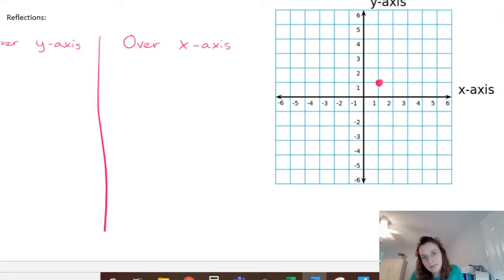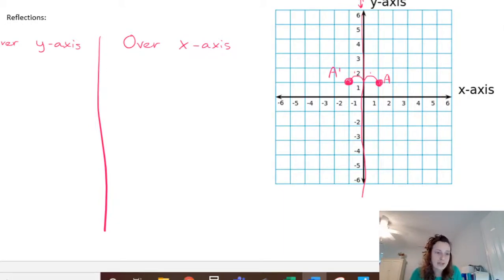So remember that your y-axis goes up and down here. And if I'm going to reflect this point over the y-axis, how far away is 1, 1 from the y-axis? I'm 1 unit away. So when I reflect it, I want to go 1 more unit past. And so this would be my new reflection point. I'm going to give it a name, so we'll call this A. And remember that your reflections are called primes. So this would be A prime.